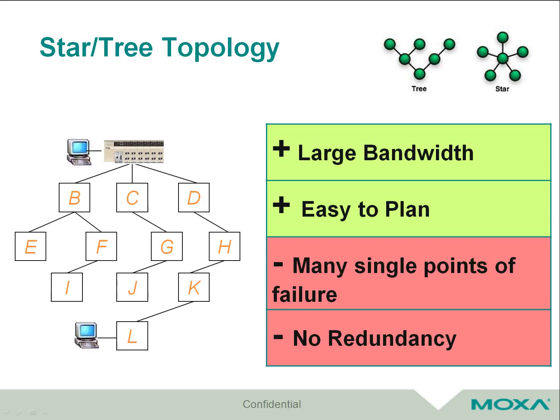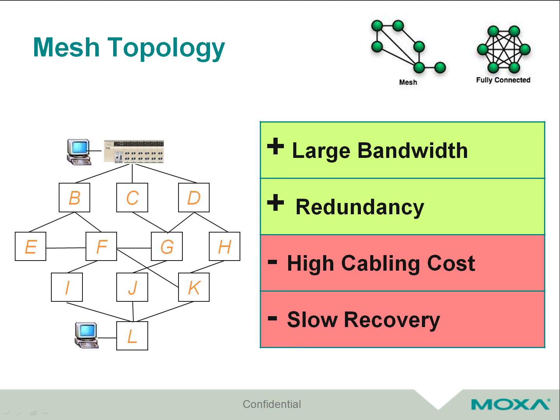Tree and star topologies give us more flexibility in network planning and provide more bandwidth. However, there are still single points of failure that exist. If we keep adding additional redundant links, we will get a mesh topology. Additional cable investment gives us higher reliability and performance. However, such mesh topologies are complicated and thus the recovery will be quite slow.